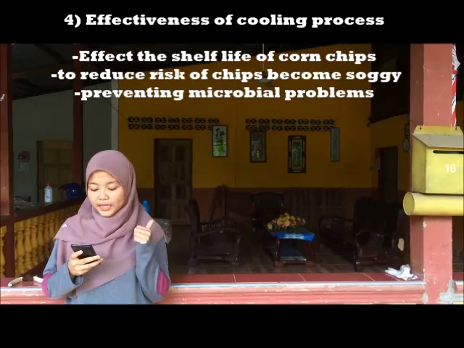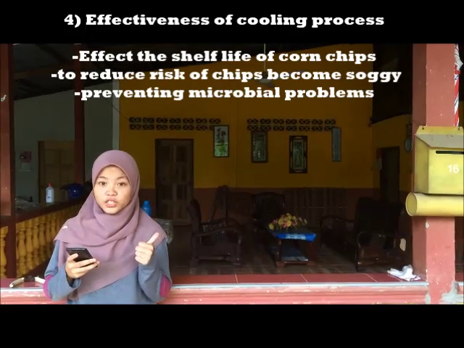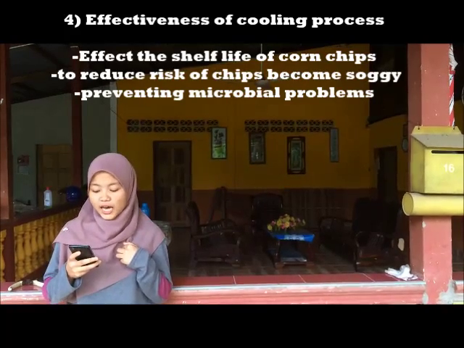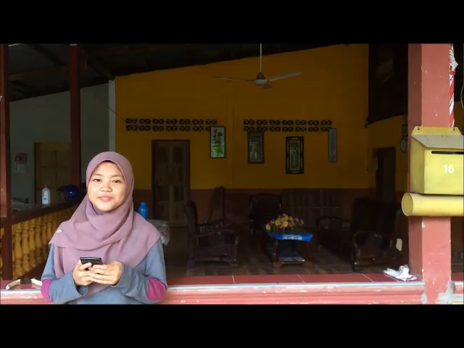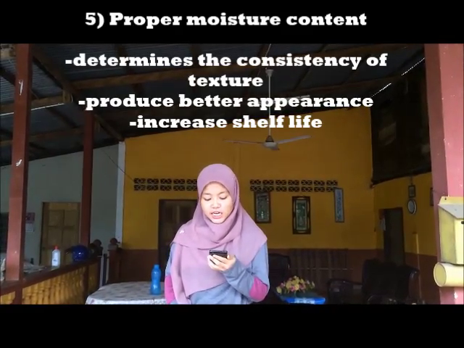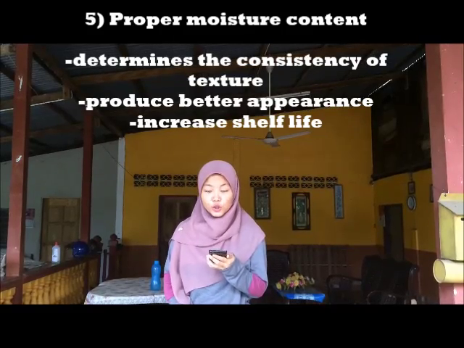Number 4 is the effectiveness of the cooling process. This will affect the shelf life of the corn chip, and also reduce the risk of chips becoming soggy and prevent microbial problems. Number 5 is proper moisture content. It determines the consistency of the texture, produces a better appearance and also increases the shelf life.